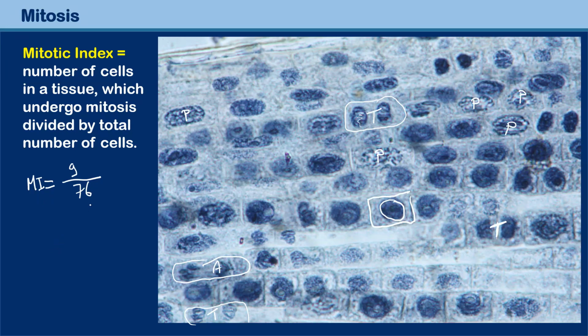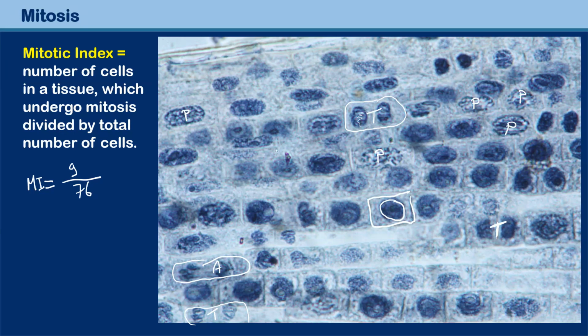So do not divide 76 by 9, because then you have a value which is larger than 1. You have to divide the number of cells that undergo mitosis, which is of course less than the total number of cells, by the total number. Okay, so that's it, and I recommend if you have a permanent slide in your school lab with onion roots, you're going to see that. And then I think that's nice.